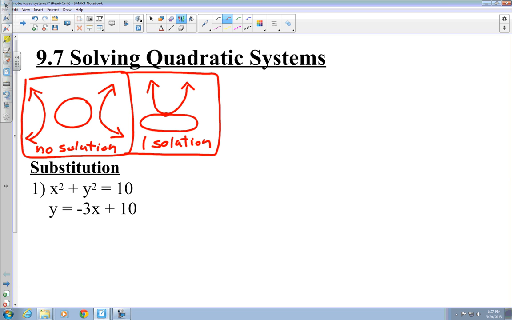Let's see. I have a hyperbola, like so, and a circle, like so. How many solutions is that one? Two solutions.